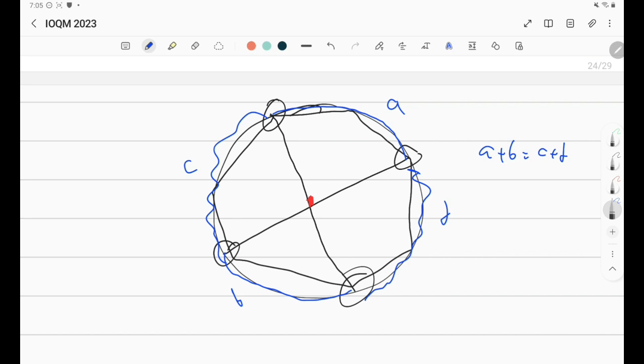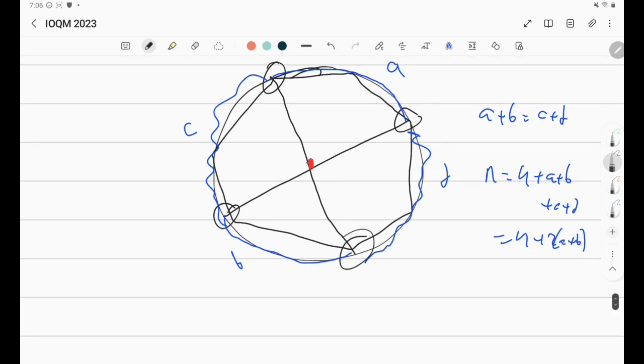Again, this is really simple. As I told you, this plus this is equal to this plus this, the measure. And so the lengths of the arcs, you can think about it as that too. So you can easily see that the number of points here, A plus B, is equal to C plus D. So the total number of points, which is n, is going to be equal to 4 plus A plus B plus C plus D, which is 4 plus 2 times A plus B, which is even. So we concluded that n must be even.